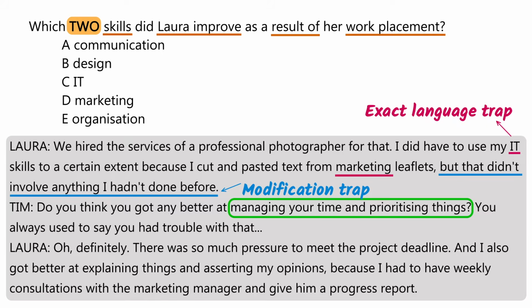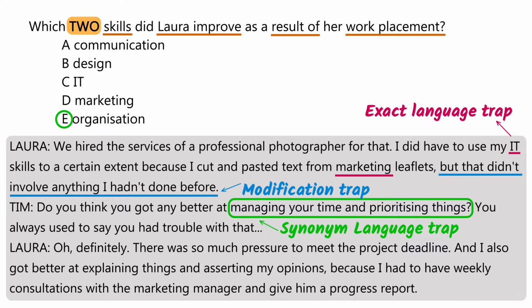All right, this is one skill, managing your time and prioritizing things. When she accepts this part, we know that she agrees to the thing that Tim said. And what was that? Managing your time and prioritizing things. This is the first answer. So what kind of skill is that? As you can see, here the synonym language is used. Managing your time and prioritizing things means organization. So our first skill is organization. Now let's wait for the other speaker to continue.